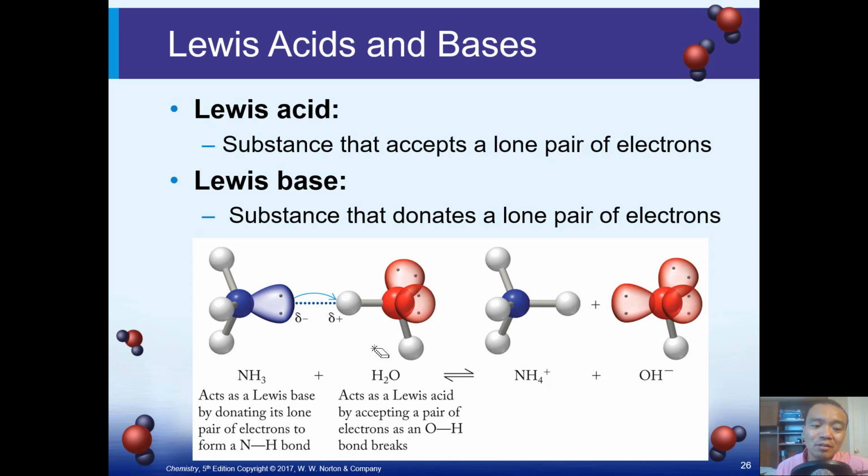And when you look at this from that perspective, we say NH3, because it serves as an electron pair donor, we call this Lewis base. And the Lewis acid will be H2O in this case.